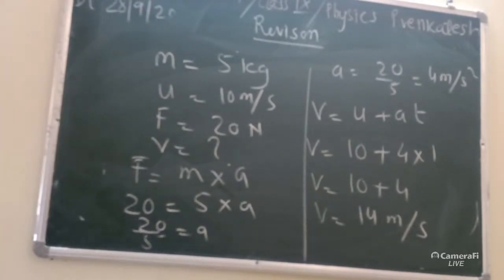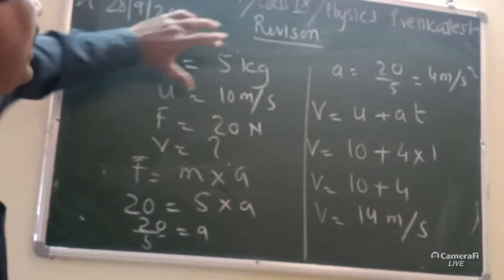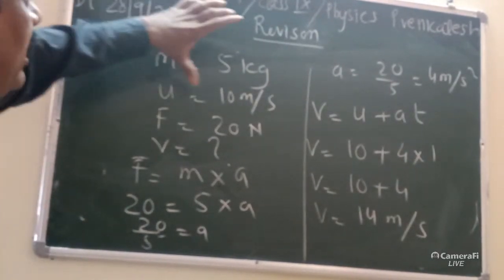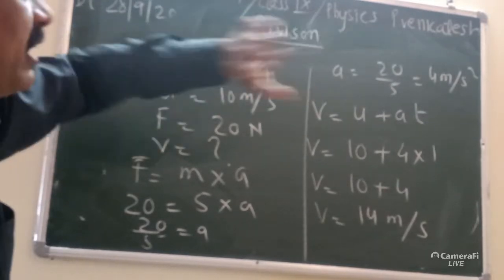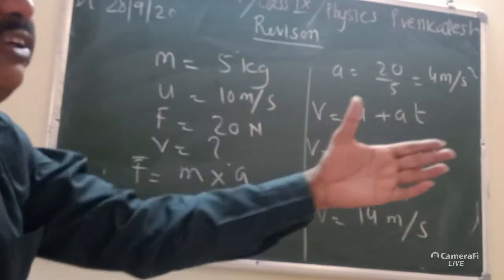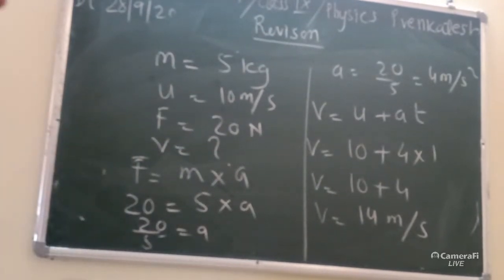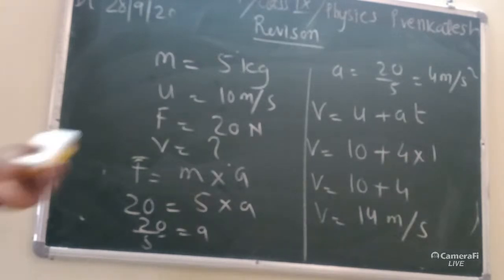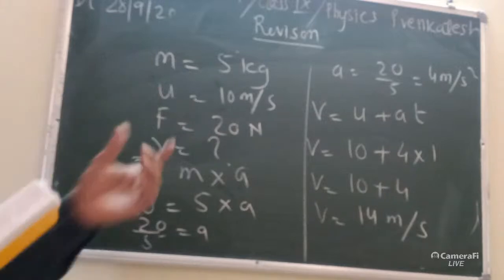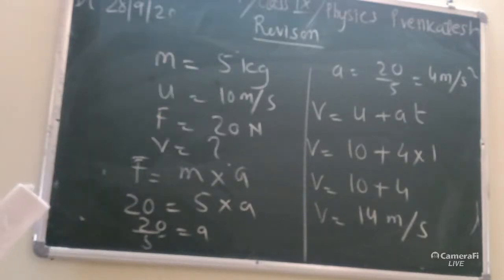Once again, a body of mass 5 kg, mass is given, was moving with an initial velocity. What is the initial velocity? Was moving with a velocity, means when it is moving, initial velocity will be taken. Now suppose this body is at rest. When a body is moving, this body is moving means initial velocity 10 meter per second.